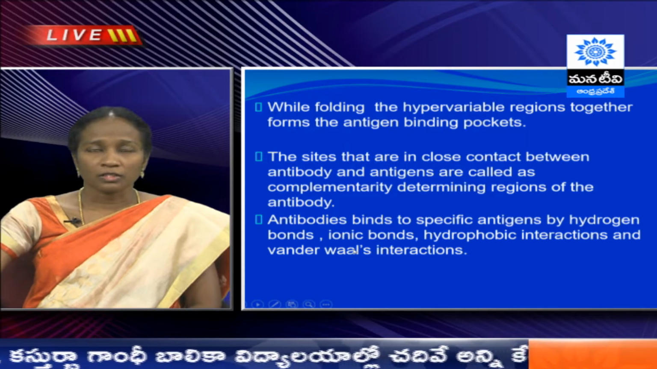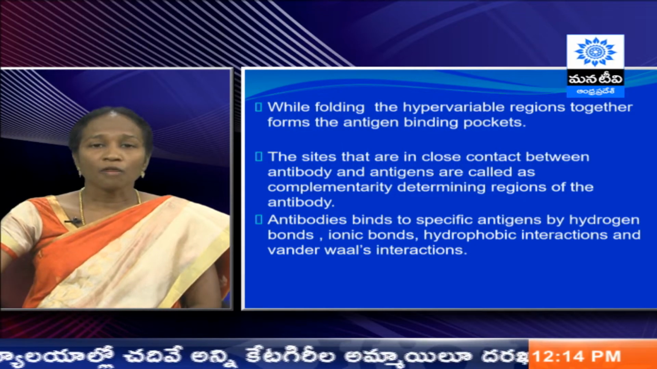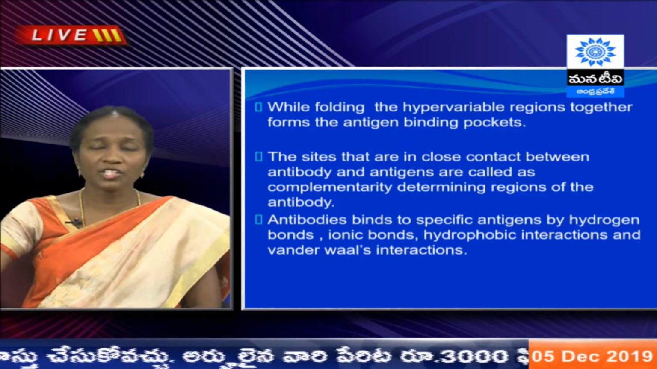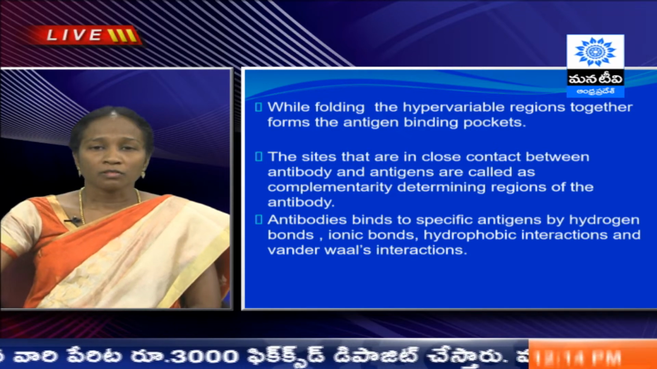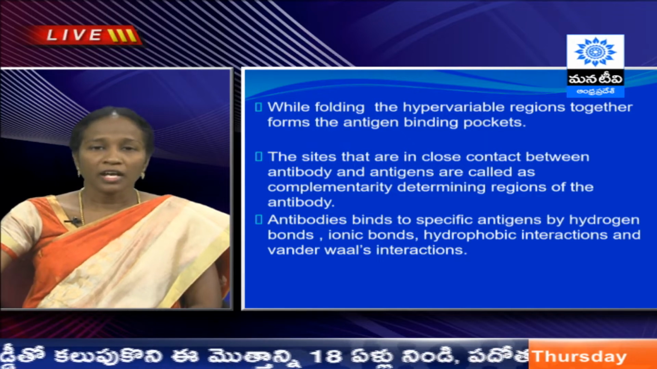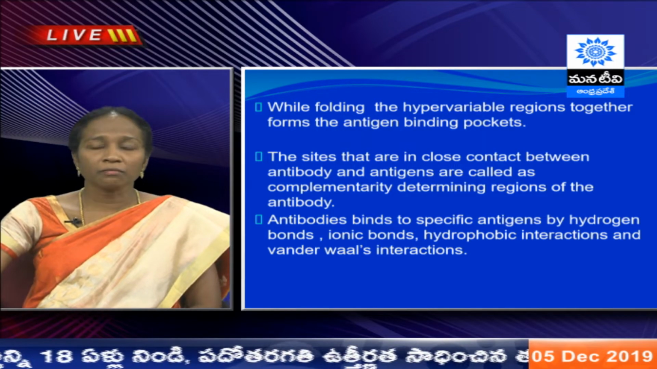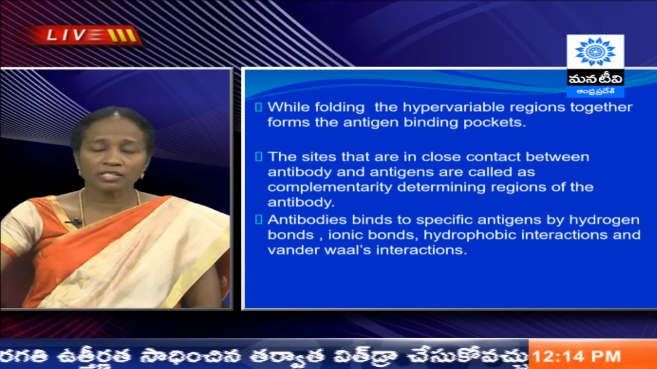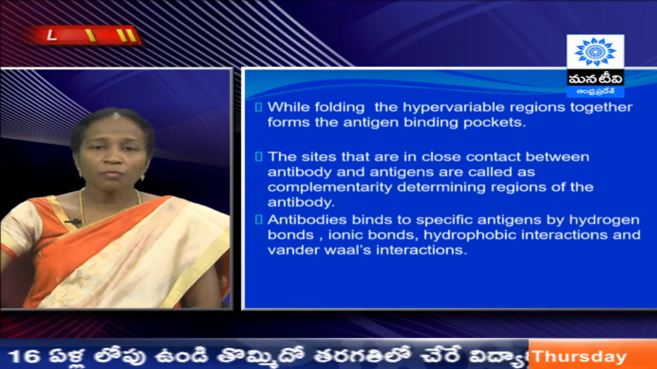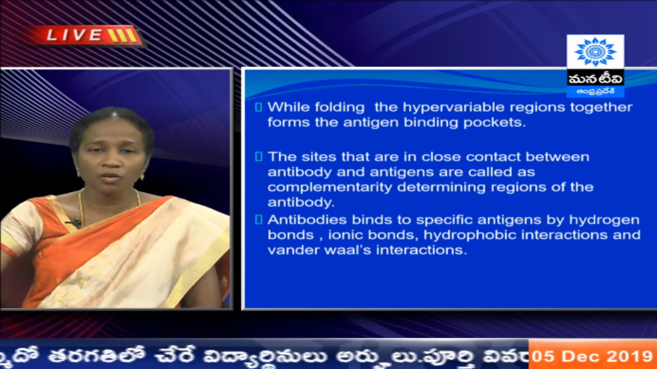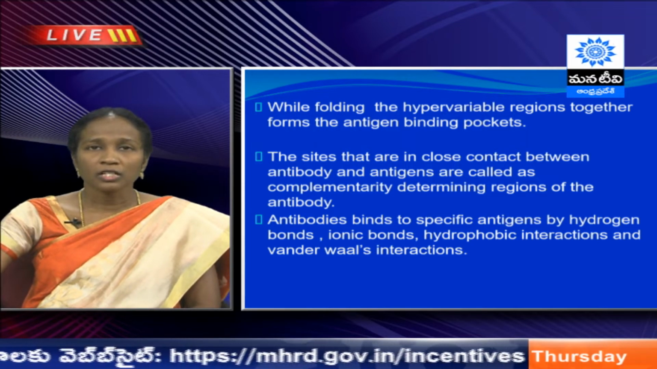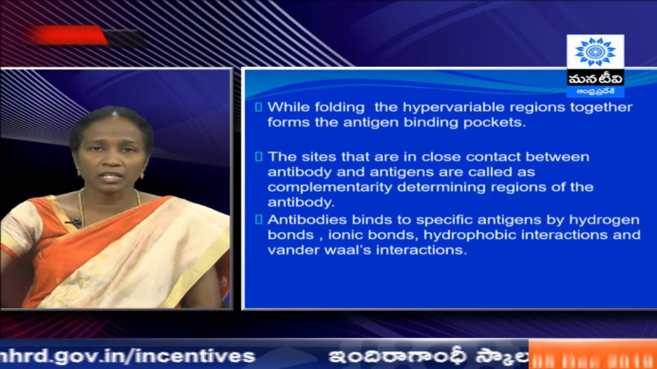Sometimes folding at the hinge region may take place. While folding, these hypervariable regions come together and form the antigen binding pockets. These pockets are the sites in close contact between antibody and antigen, and those particular sites are called the complementarity determining regions of the antibody. These antibodies bind to specific antigens by hydrogen bonds, ionic bonds, hydrophobic interactions and van der Waals interactions. These are the interactions they use while binding to a particular antigen.